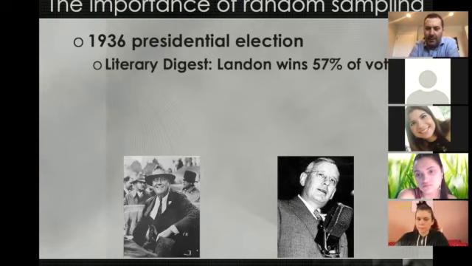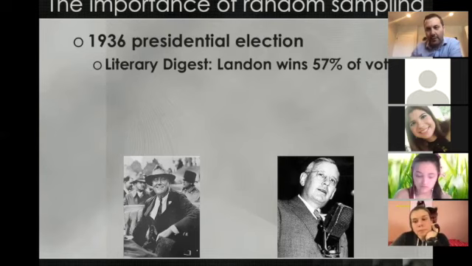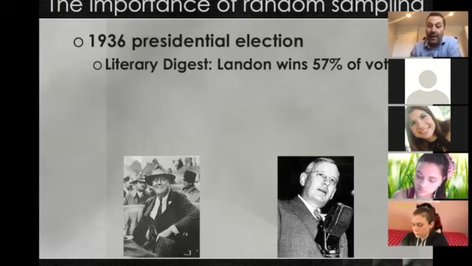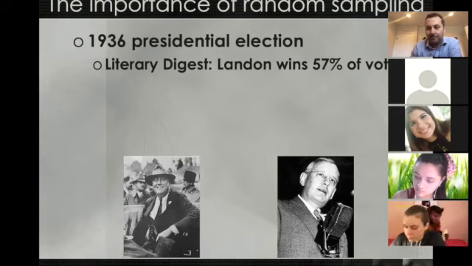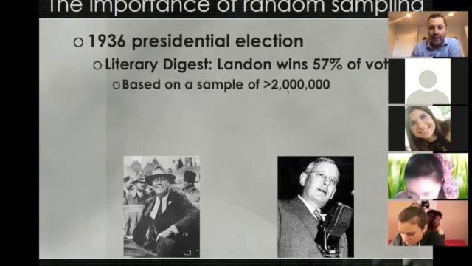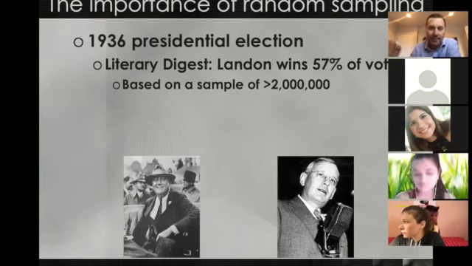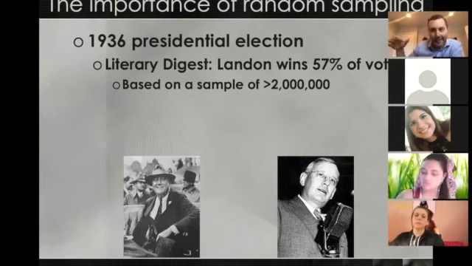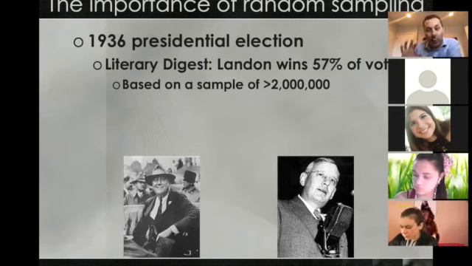And they conducted a massive survey. And on the basis of the results of their survey, where they asked people who they were going to vote for, they predicted that Alf Landon, the Republican, would win the election with 57% of the vote. As I said, this was an absolutely massive survey based on a sample of over 2 million people. That is a humongous survey. We conduct surveys now with nowhere near that many people in them. Our surveys now are like 1,000 people or so. So this is way, way, way larger than surveys we have today.